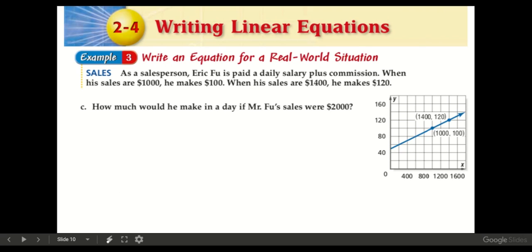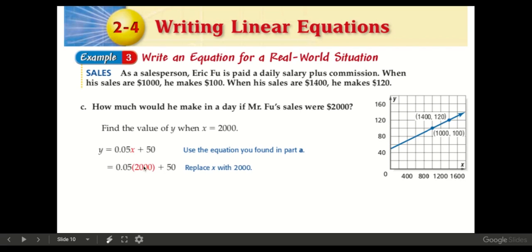So let's go ahead and answer part C now. So it says, how much would he make in a day if Mr. Fu's sales were $2,000? Now, on our graph, it would fall somewhere over here, and we can't really see what that is. So we're going to utilize our equation to find this answer, right? So if his sales are $2,000, we can put 2,000 in for x into our equation, right? So if we put $2,000 in here, we're going to go ahead and simplify this equation.